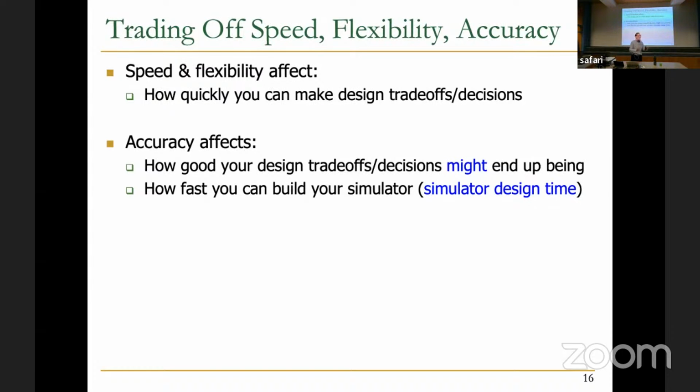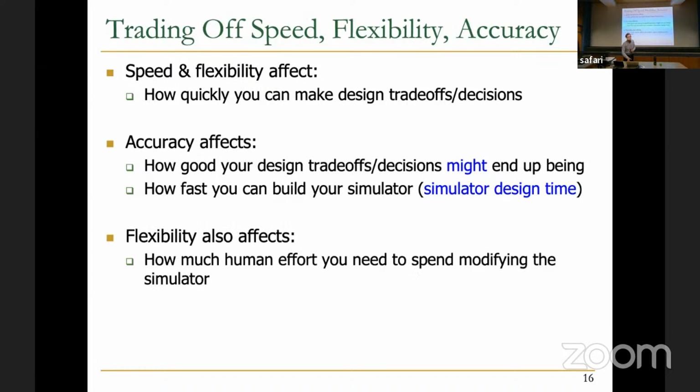So if you want 100% accuracy with no error, you have to consider everything that happens in a real system. This may depend on your workload, of course, but I'm assuming a complicated enough workload that exercises a real system. Flexibility also affects how much human effort you need to spend modifying the simulator. That's another metric: simulator modification time. I don't want to necessarily call these secondary metrics, because they could be primary if they're on your critical path. If you have a terrible simulator that no one in your company knows how to modify, you may not be making much progress.